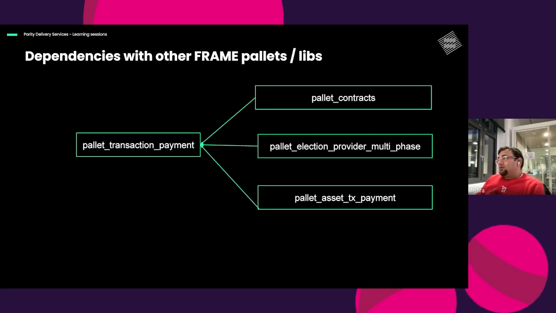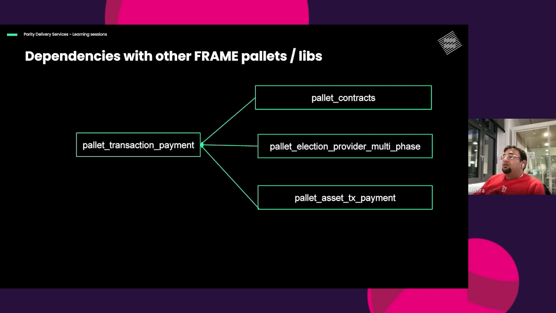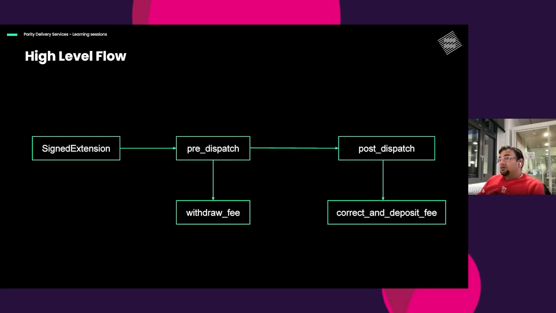So the asset transaction payment pallet allows runtimes that include it to pay for transactions in assets other than the native token of the chain. We are also covering this pallet in this session. Adam will explain in the further slides.